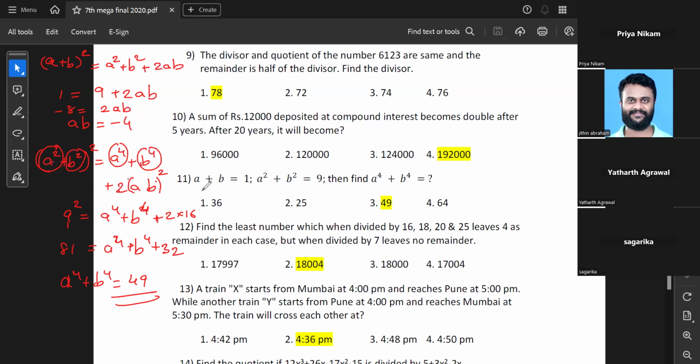Yes, Priya, what's your query? Okay, sir. Then after that, I didn't understand. Okay, after that also I'll explain. 16 multiplied by 2 is 32. That's what I've written in the next line. 9 square is 81. Then 32 I take to the other side. That will give me 81 minus 32, that is 49.